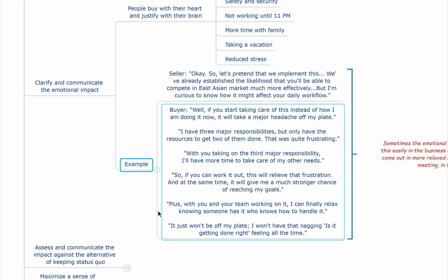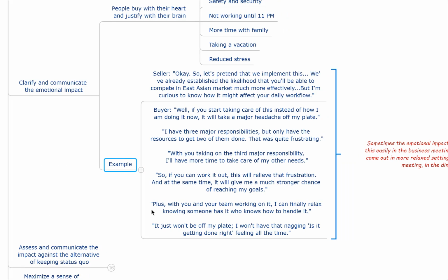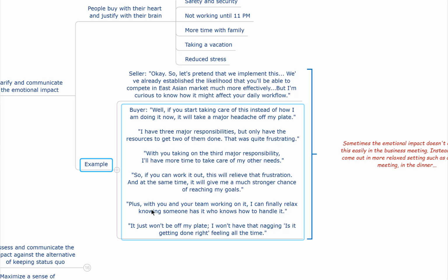For example, a seller would say something like, okay, so let's pretend that we implement this. We've already established the likelihood that you'll be able to compete in the East Asian market much more effectively, but I'm curious to know how it might affect your daily workflow. The buyer would say, well, if you start taking care of this instead of how I'm doing it now, it will take a major headache off my plate.